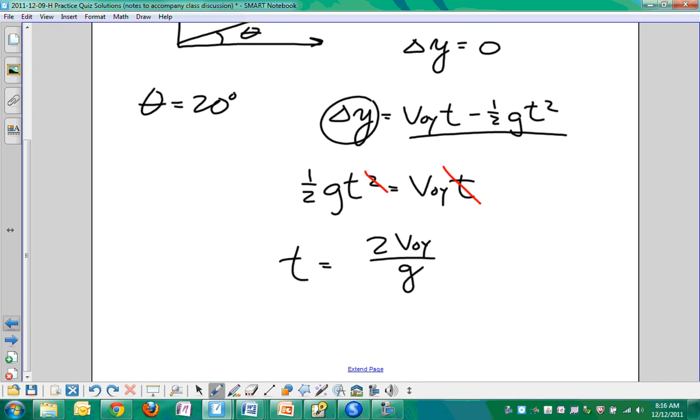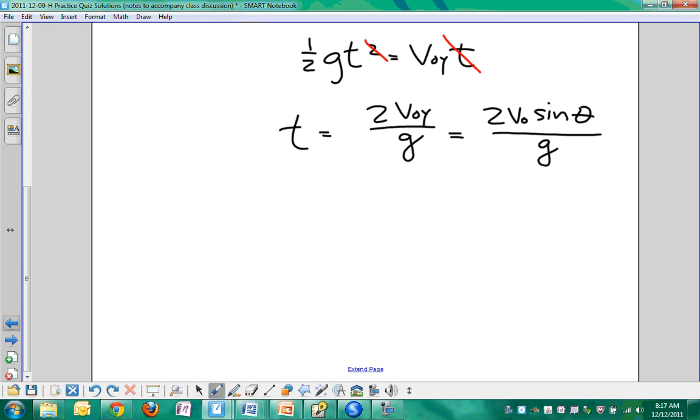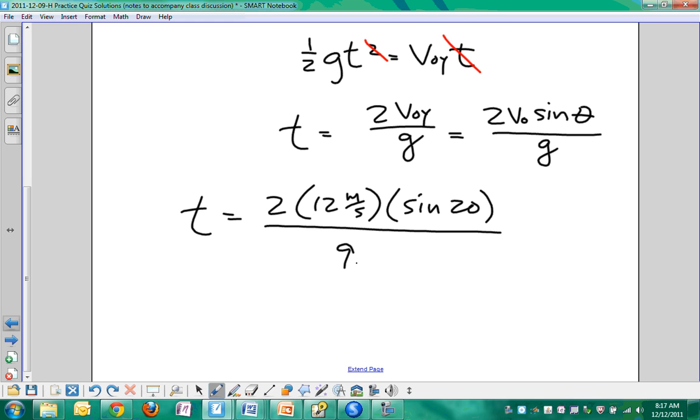All right, so what is v naught y? V naught sine theta, good, over g. Now, how come it's not negative g? Should we put in negative 9.8 for this? We've already accounted for the fact that g is negative, or the y acceleration is negative g specifically, when we set up the equation to begin with. So now t is equal to 2 times 12 meters per second times the sine of 20 degrees all over 9.8 meters per second squared.